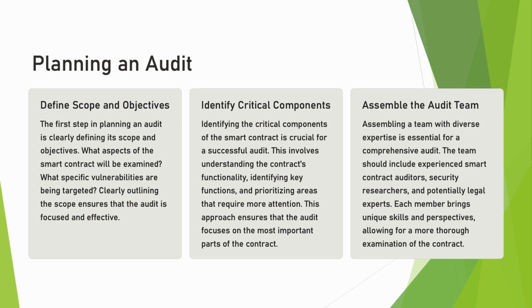The first step involves clearly defining what aspects of the smart contract will be examined and what vulnerabilities are targeted. Clearly outlining the scope ensures that the audit is focused and effective. To identify critical components, we focus on the contract's key functions and areas that require more attention. This approach ensures that the audit focuses on the most important parts of the contract. Assembling the audit team. This step includes auditors, security researchers, and legal experts for a comprehensive examination. Each member brings unique skills and perspectives, allowing for a more thorough examination of the contract.